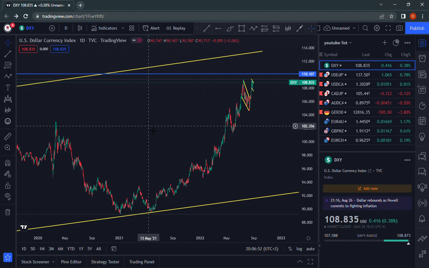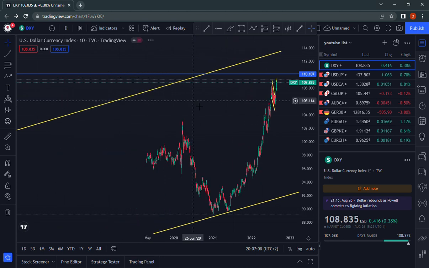First things first, obviously we're going to be looking at the DXY. The way we're going to be doing things today is that some of the pairs I've already analyzed, and some of the pairs we'll look at together. So now I'm going to be looking at the DXY here.